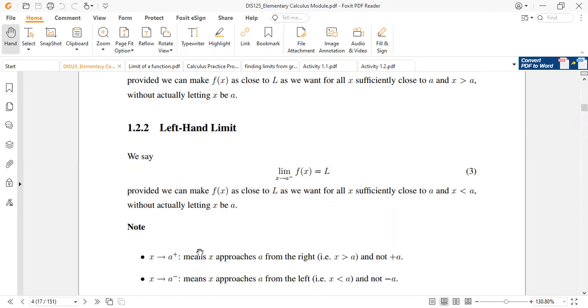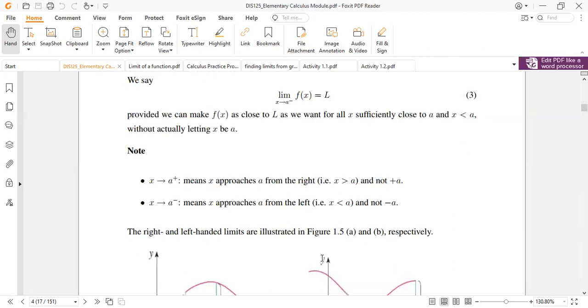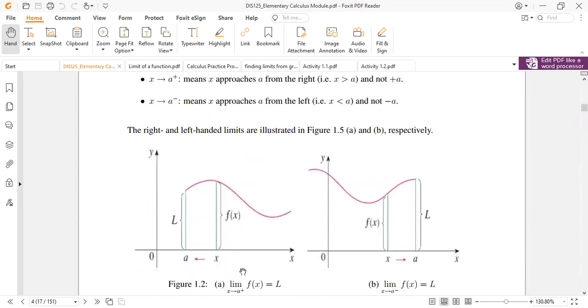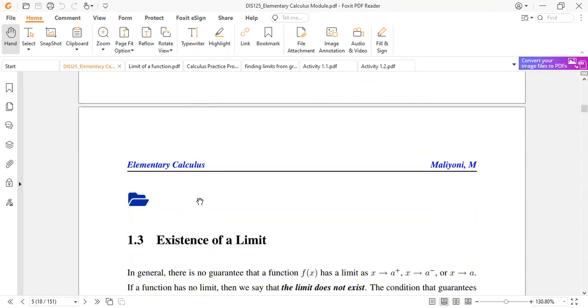You can note that the limit as x approaches a plus means that we are approaching from the right, and with a negative, it means that we're approaching from the left. So that is what we're talking about here. We're approaching from the right: you can see here we're moving from values that are greater than a towards a. Here we're moving from values that are less than a up towards a. So these are the right-hand limit and the left-hand limit.